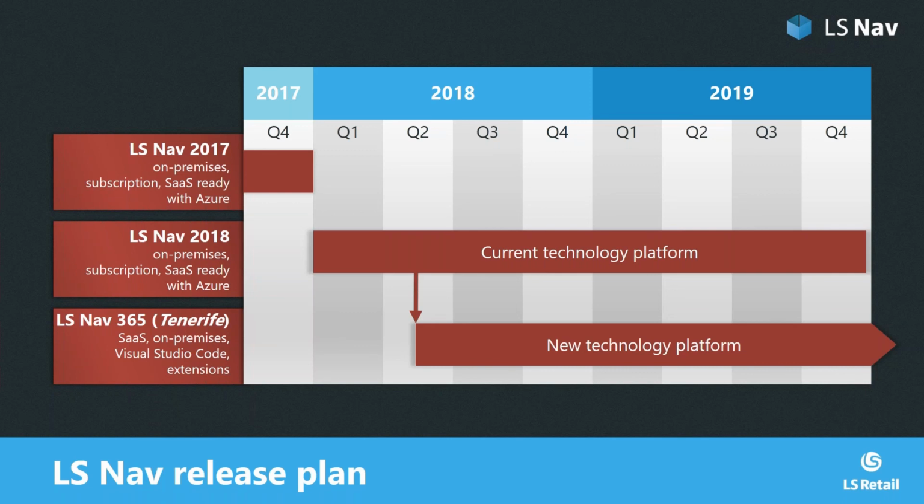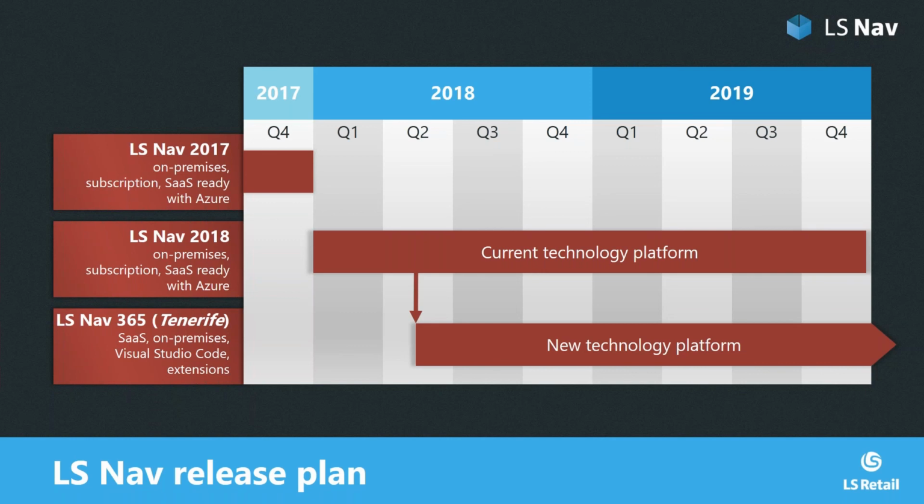So what we will offer going forward is LS Nav, current technology platform, proven, low risk for implementation, well known within our partner channel. It's a safe bet. Plus, if you do it in the right way, by not changing standard LS Nav code but using event technology, it's a breeze to move then from LS Nav 2018 to LS Nav 365 in the future and get the benefit of a cloud solution.